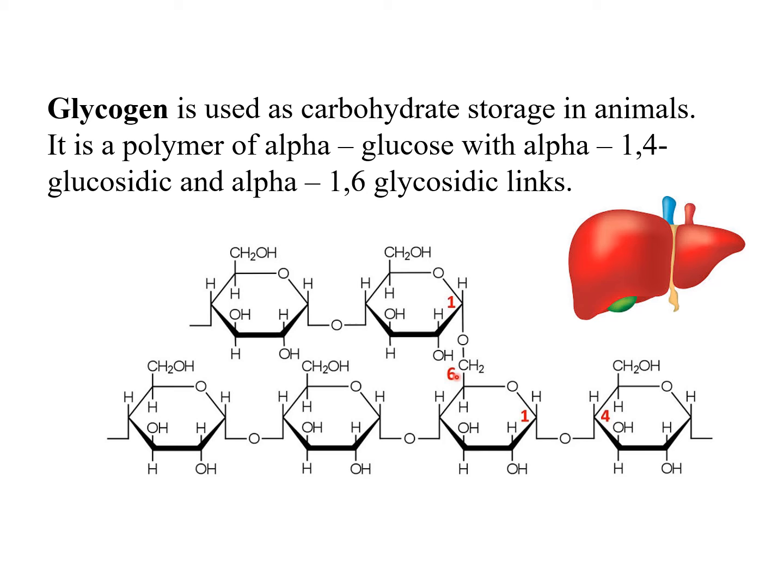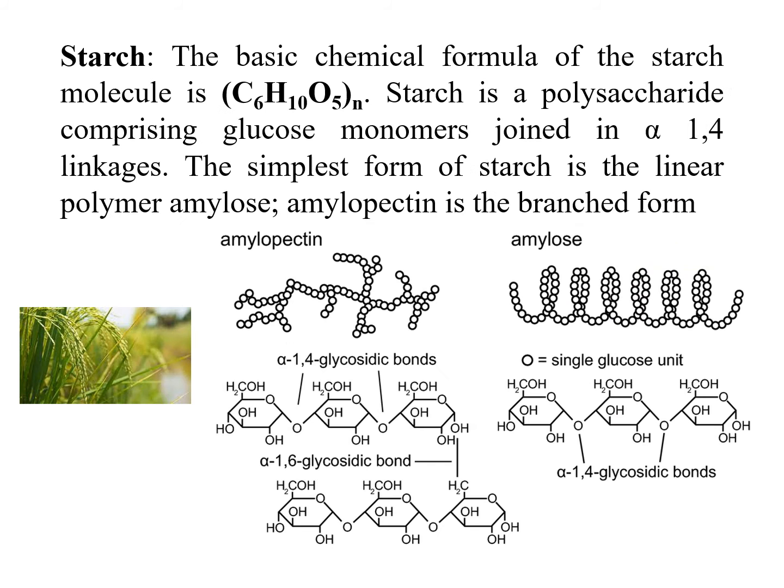The main difference between starch and glycogen is that in glycogen, within 6 to 8 monomers there will be a branch. I mean to say the number of branches is high in glycogen, whereas in starch the branching takes place only after 20 monomers, so the branching density is less in starch.